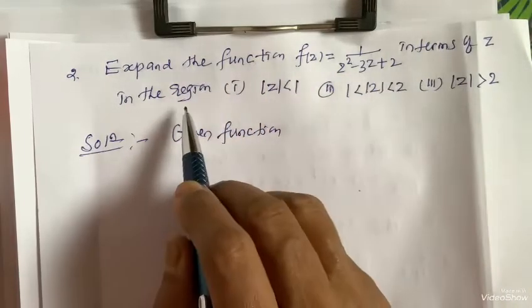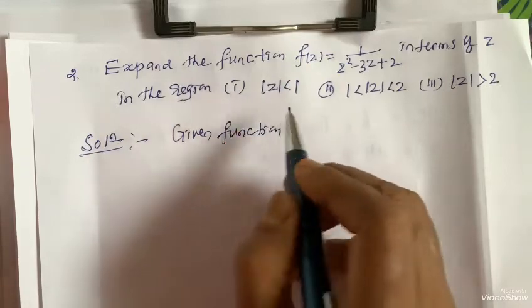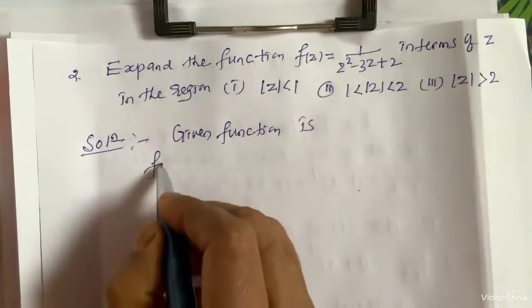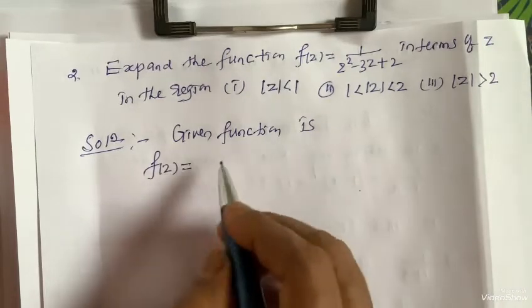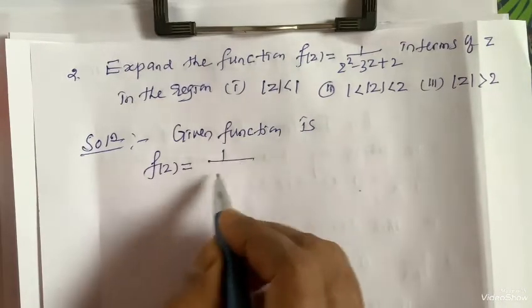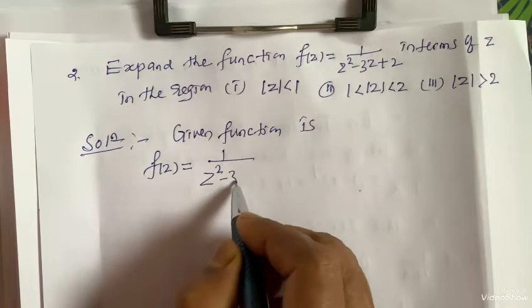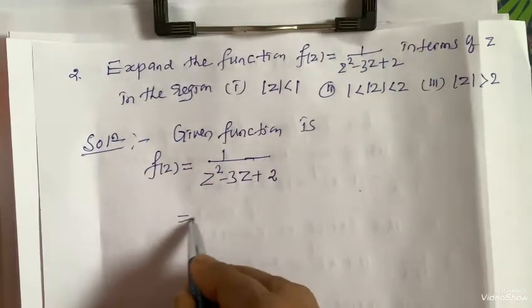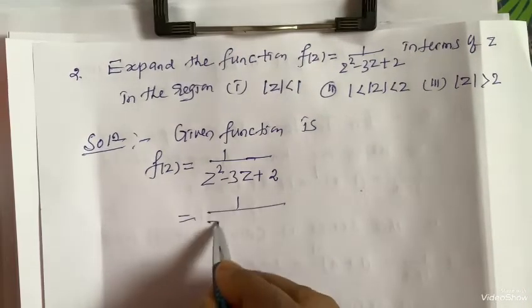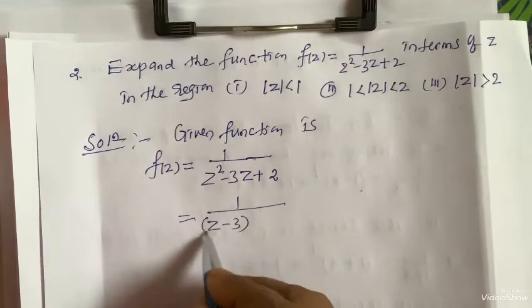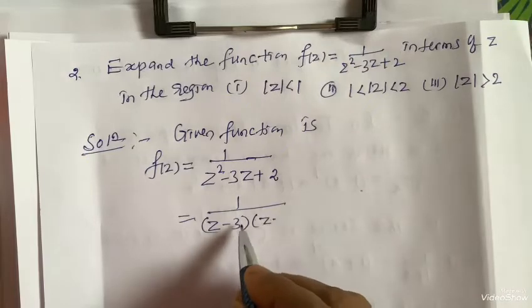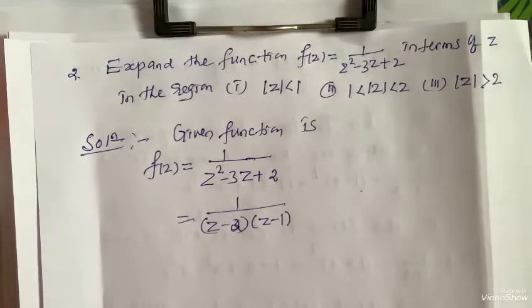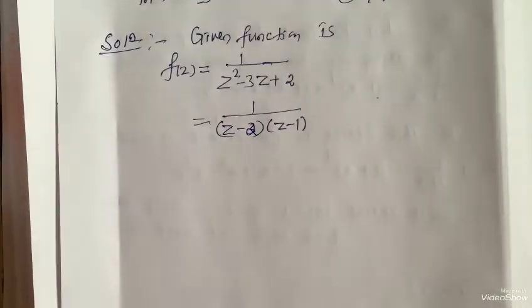In terms of powers of z, it is always either Taylor's or Maclaurin's. The given function is f(z) equal to 1 upon z square minus 3z plus 2. What is this? This is 1 upon (z minus 2)(z minus 1), the factors of this.